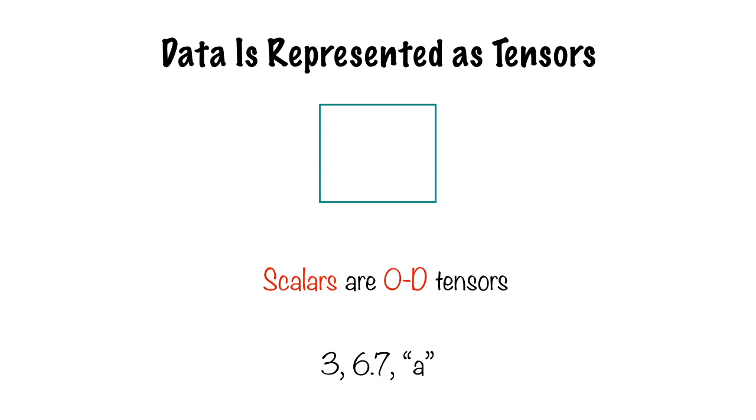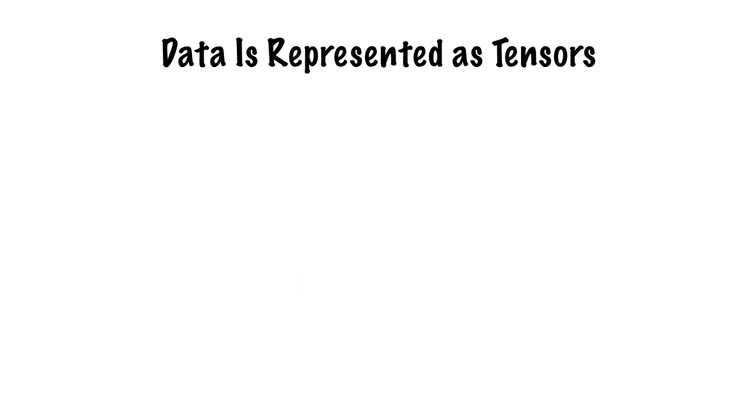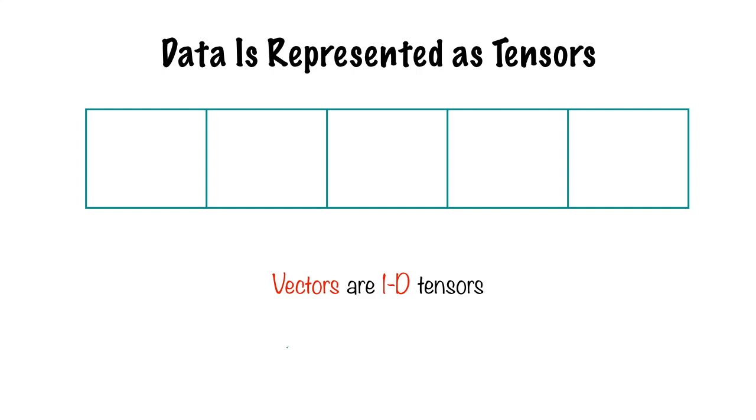Scalars can be thought of as zero dimensional tensors. So, for instance, the integer 3, the double 6.7, the single character a, each of these represent zero dimensional tensors, which are scalars. We can extend this to vectors. Vectors are one dimensional tensors. These are defined by one square bracket on each end.